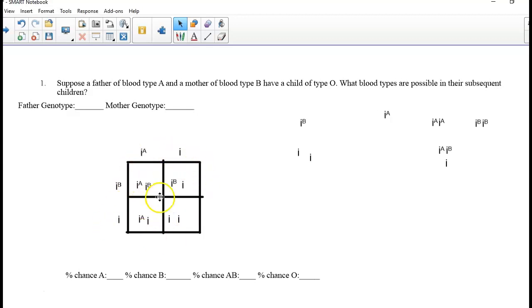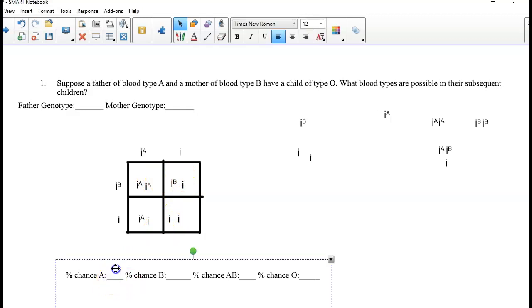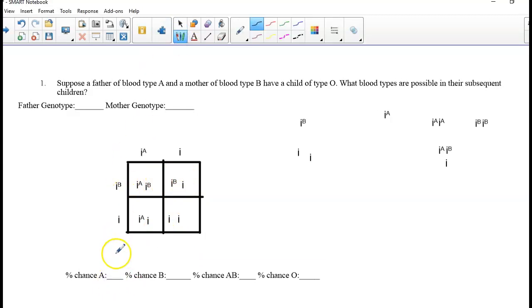So what are the chances of it being AB? Well, it's 1 out of 4, so it would be 25%. 1 out of 4 is B, so that would be 25%. AB would be one box, so that would be 25%. And then O would be ii, so that would be 25%.